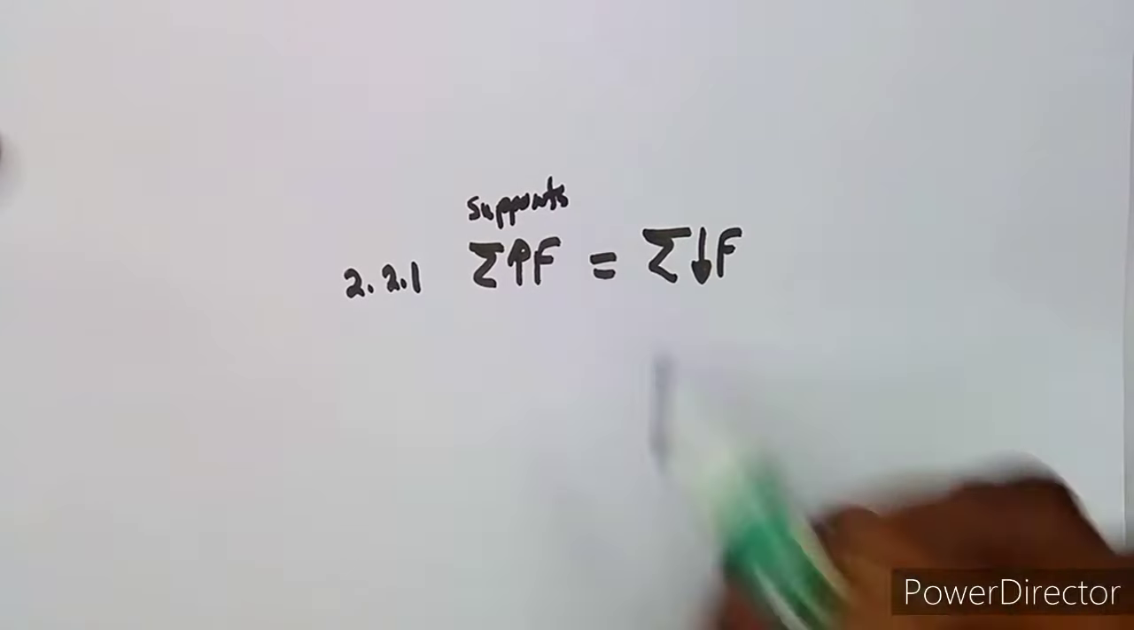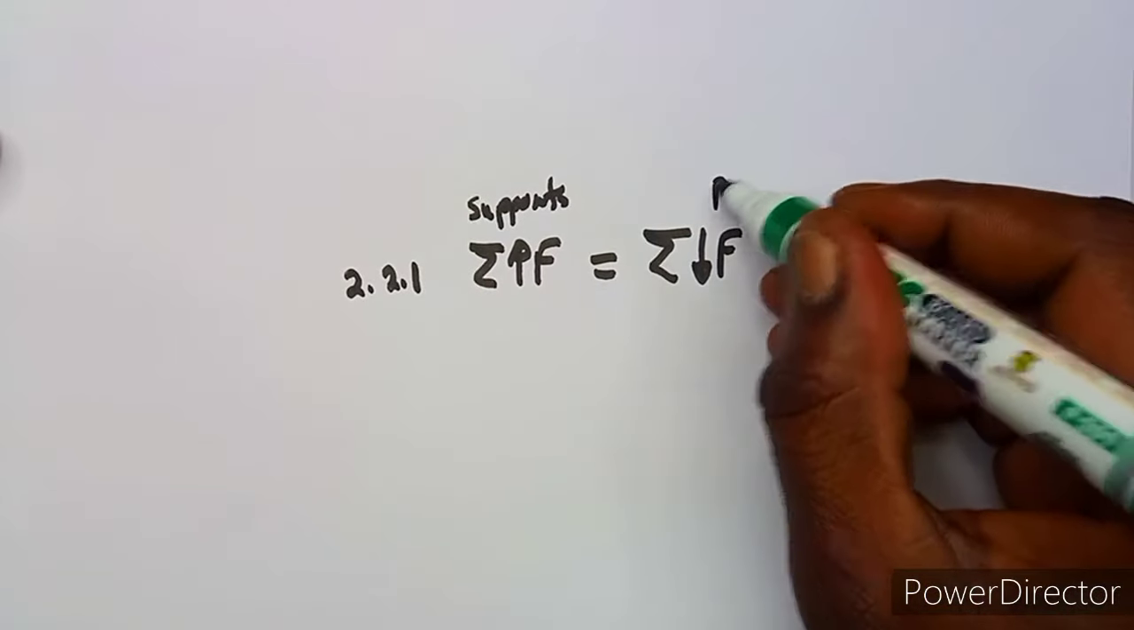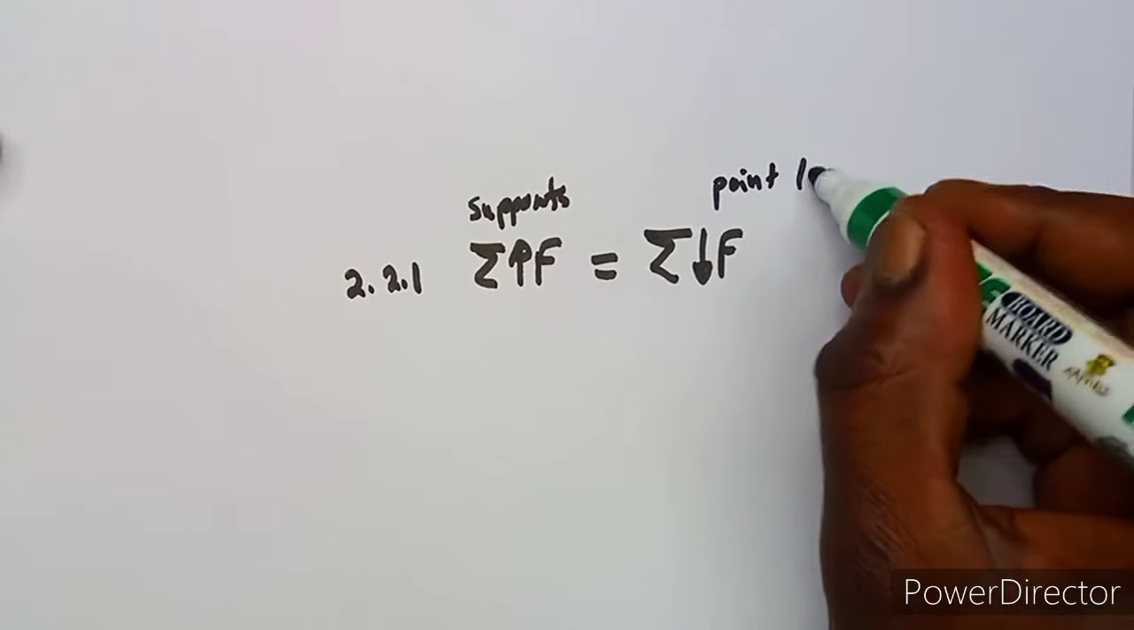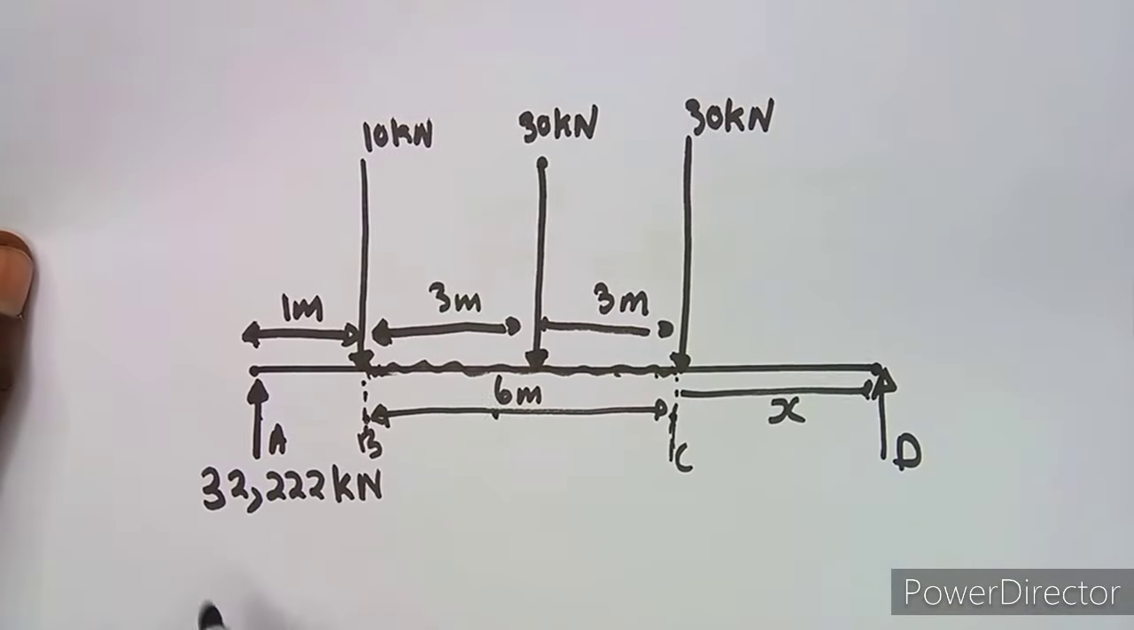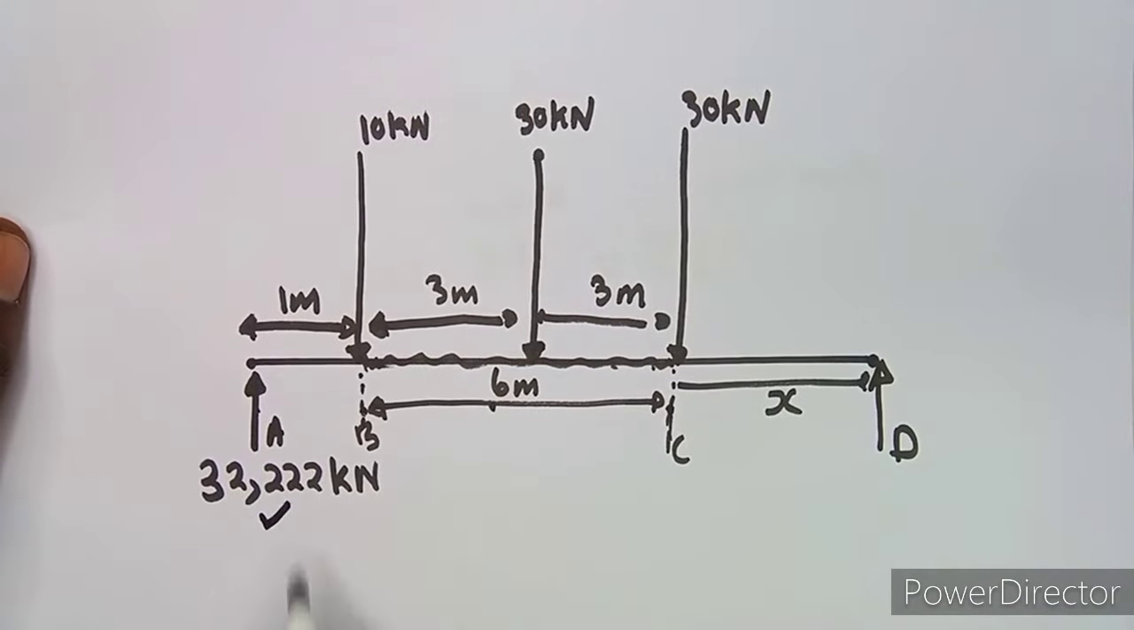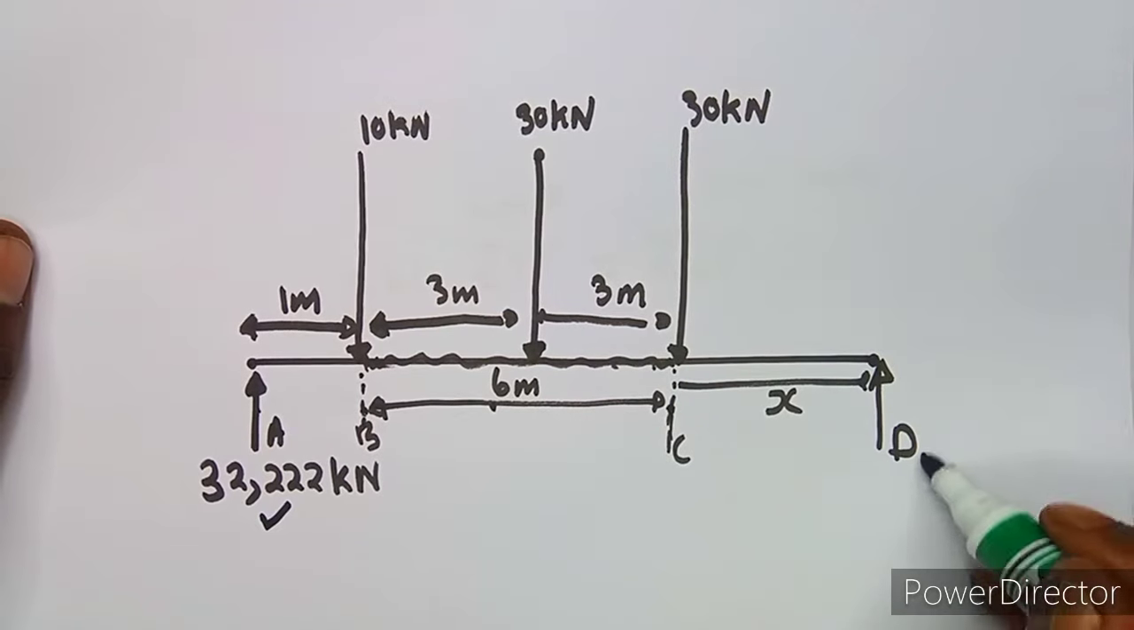We are referring to the supports here. Then these are the point loads. You are referring to point loads there, the ones which are pointing downward. Of the supports, we are given one of them, which is this one, and we need the unknown, which is D.